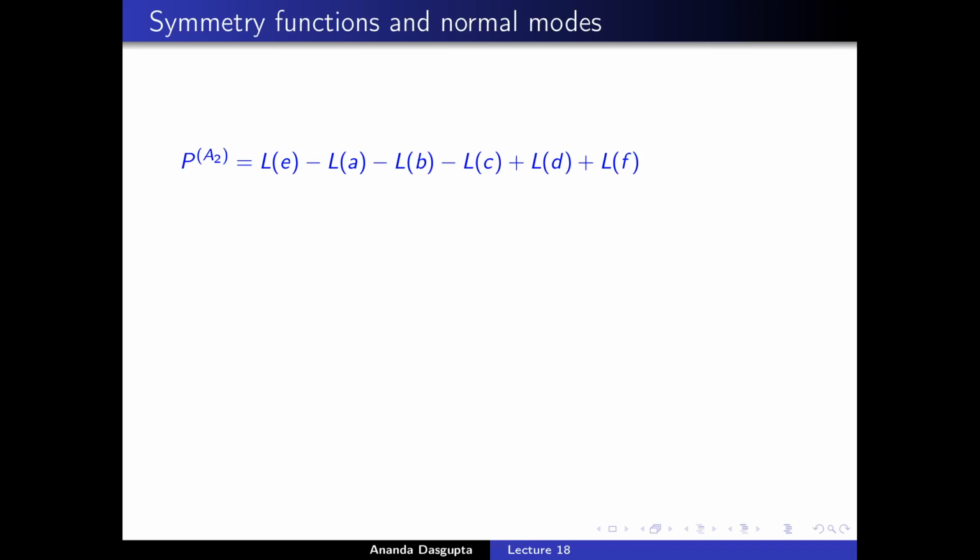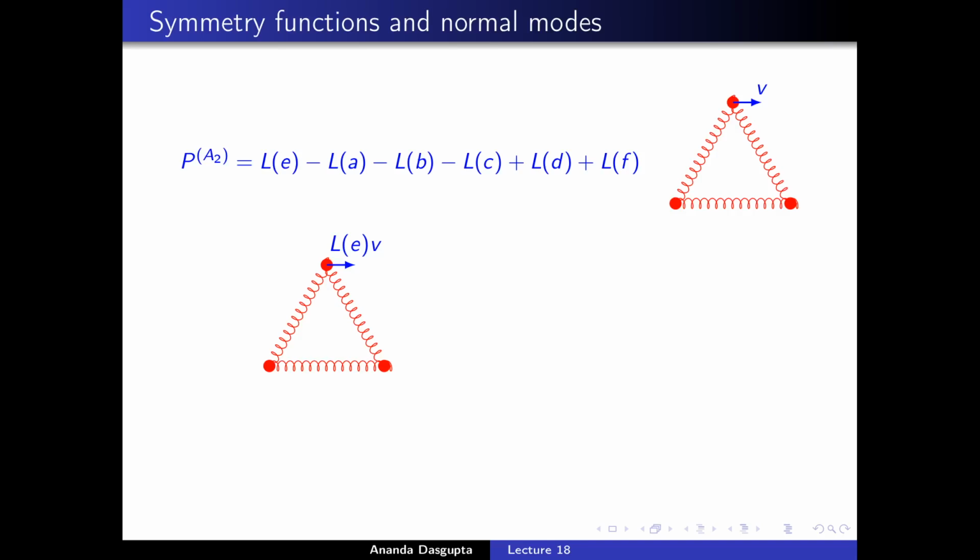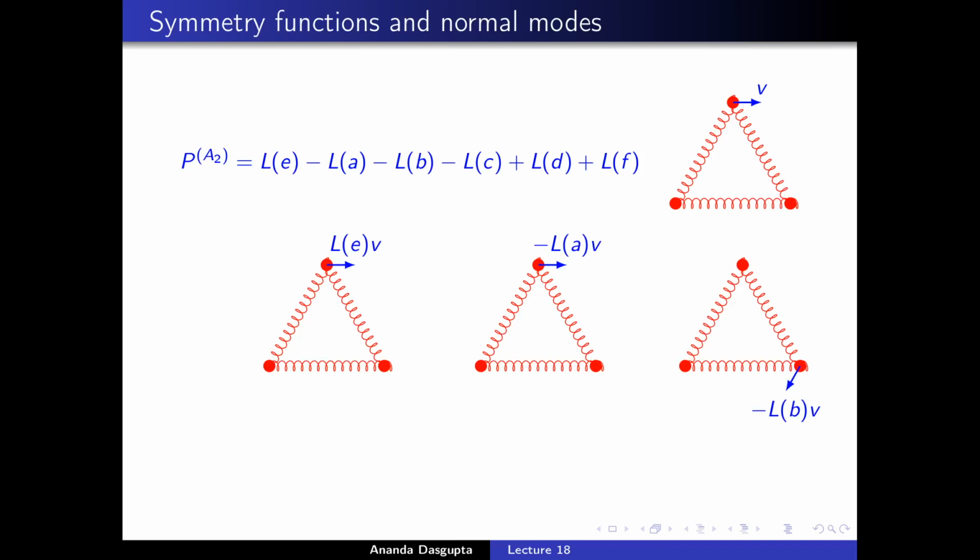And for that, what we will do is we will apply PA2 on an arbitrary vector V. In this case, let us choose the vector V to be the first choice that we had made before, a horizontal displacement for the atom at the top. So it's pretty easy to figure out what this is going to be. I will quickly go through the steps. LEV is of course the same as V. LAV is opposite, but minus LAV is what you need here. So minus LAV is in the same direction. Minus LBV is opposite what LBV was for the horizontal V, of course.